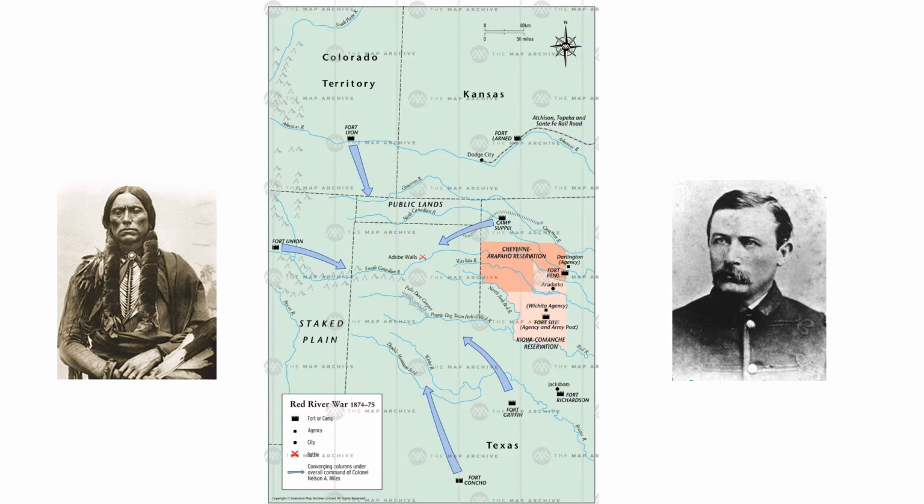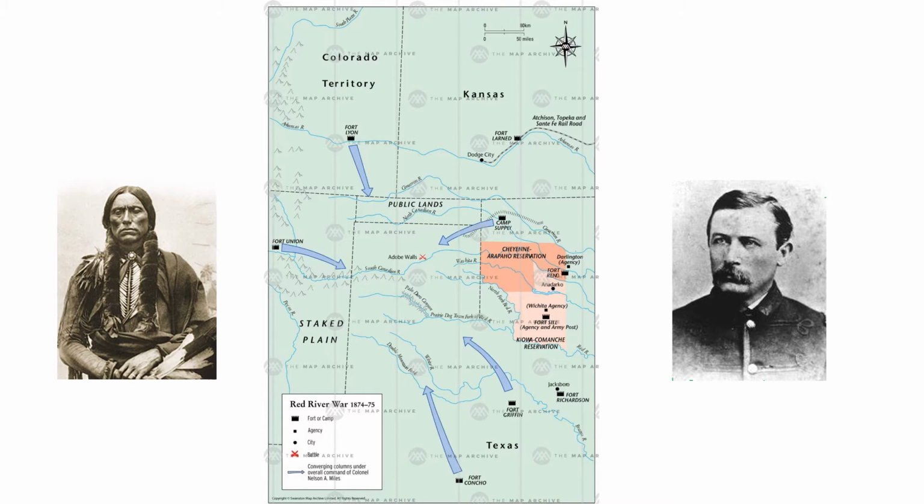One column from each of 5 different forts. The idea being, with 5 different columns sweeping through, there'd be no place that the Native Americans could hide or evade them. Now, to the left there, the lower left-hand quadrant of the map, Staked Plain, also known as the Llano Estacado. That is the area where Quanah Parker and his Quahati Comanches had, well, that was their territory, and they had not left it, and they had not gone onto a reservation to begin with.